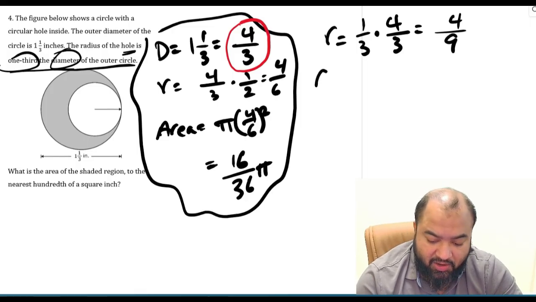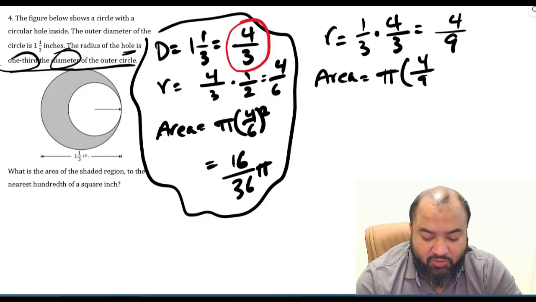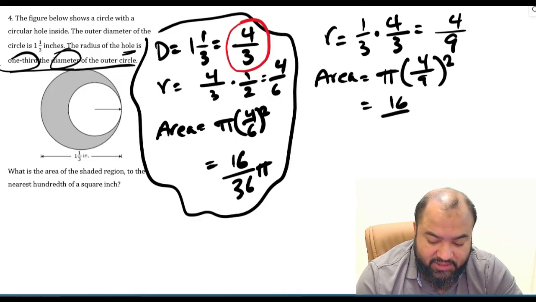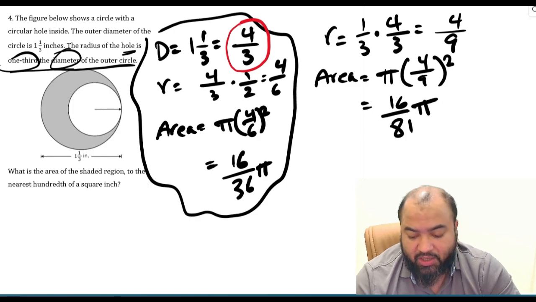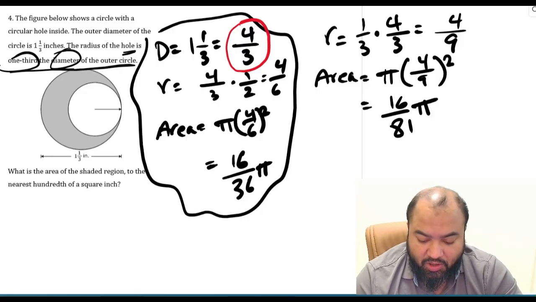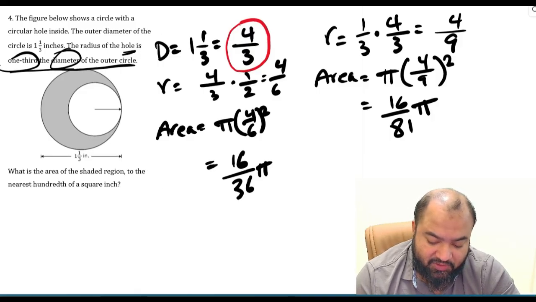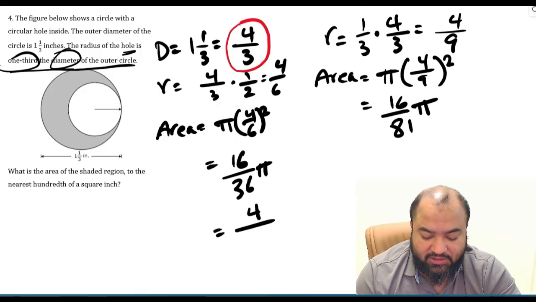Okay, now we can find the area. If you know the radius, you can find the area. Just 4/9 squared. So that's 16 over 81 pi. Okay, 16/81 pi. We could also maybe simplify this by 2, maybe by 4. I think that's when the denominator may match. So simplified by 4: 4 divided by 4, 16 divided by 4 is 4, and 36 divided by 4 is 9.